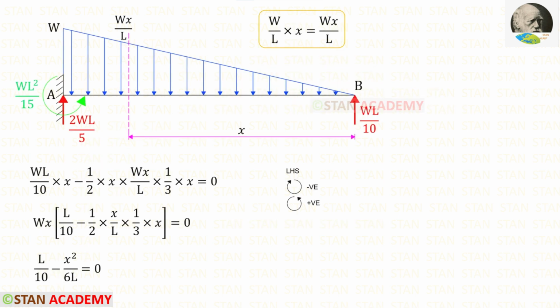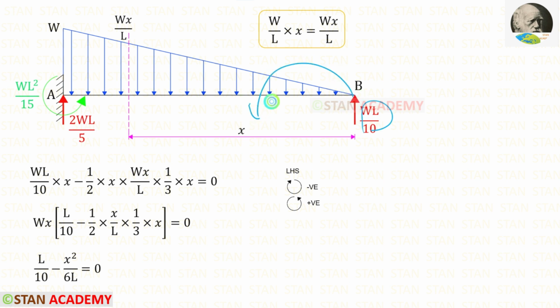You can see that I have made a section in that point at a distance of x from the point B. Using the left hand side rule, we can find the moment and we know that it is 0. For the distance of L, the height is W, but we need the height at the distance of x, so that we have to multiply with the x. We will get the height as Wx upon L.